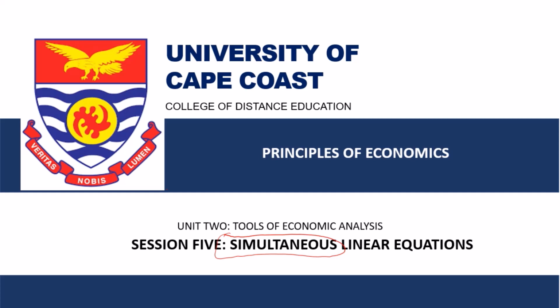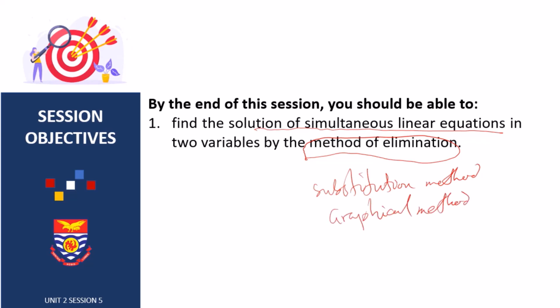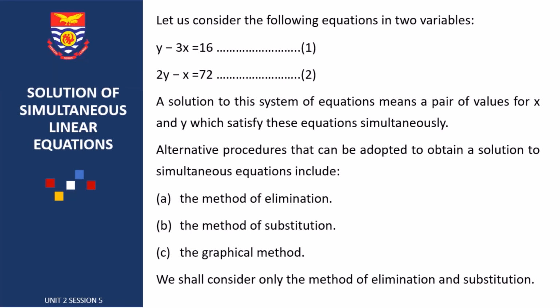Here we are going to talk about how to solve simultaneous equations by different methods. Our main focus by the end of the session is that you should be able to find the solution of a simultaneous linear equation using the method of elimination. The reason is that by using the method of elimination, you easily solve the equations. Although we have other methods, the substitution method and the graphical method, it is mostly easy when you solve by the elimination method. So that is why we want you to be able to find the solution to linear equations simultaneously by using the method of elimination. Now let's consider the equations below.